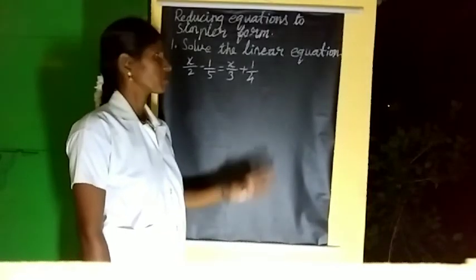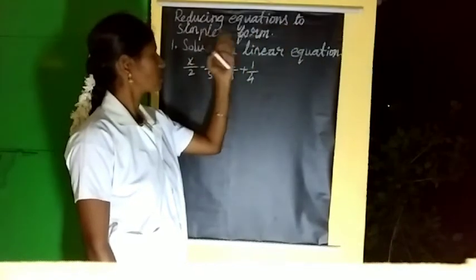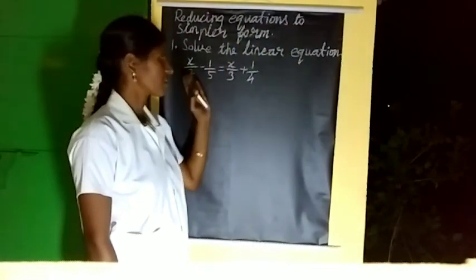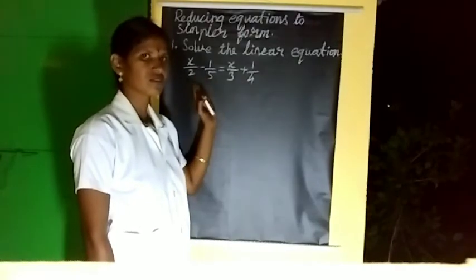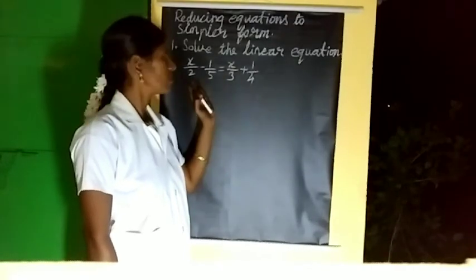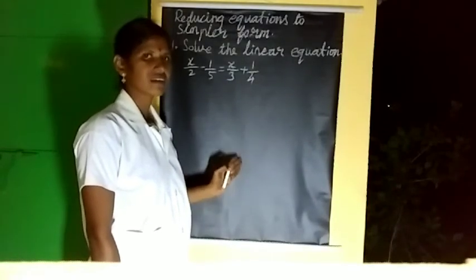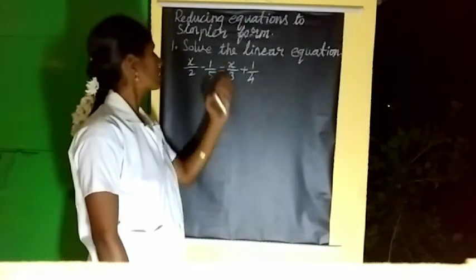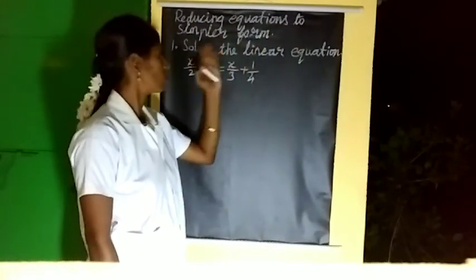Today we are going to see the topic reducing equations to simpler form. In these equations, the left hand side and right hand side both have variables. From that we have to find the answer, the solution. Okay, reducing equations to simpler form.